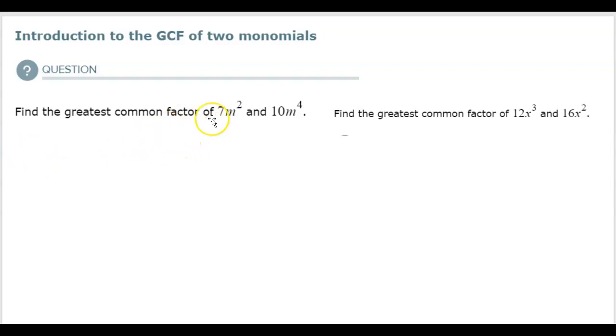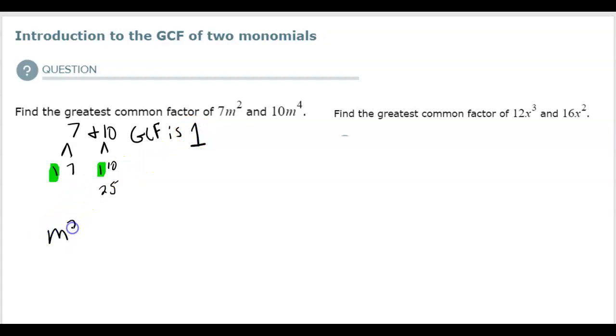So these are a little different because now I have to do it by the number of constants that we have and the number of variables. So let's just look at 7 and 10. The greatest common factor: I have 1 and 7, 1 and 10, 2 and 5. So our greatest common factor is 1.